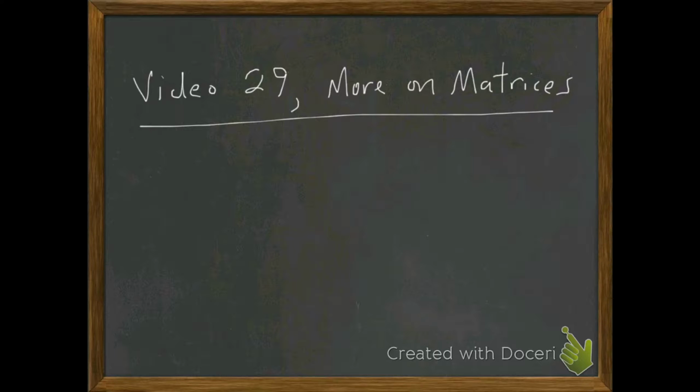So I want to look at a couple of things today. One thing we want to look at is called linear independence. And then we also want to talk about the rank.